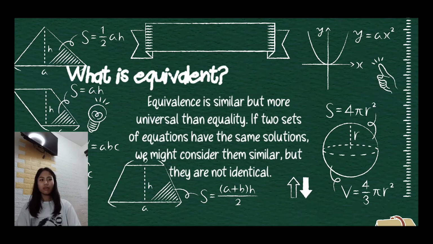Equivalence is similar but more universal than equality. If two sets of equations have the same solutions, we might consider them similar, but they are not identical. So that is our terms and their definition of what we used in pictograph or pictogram.